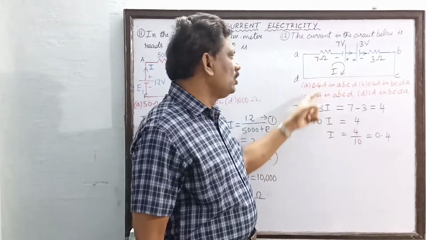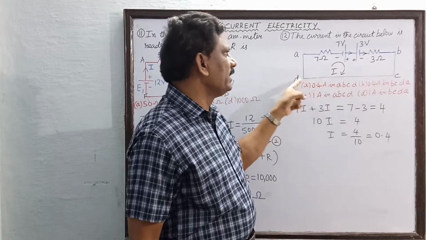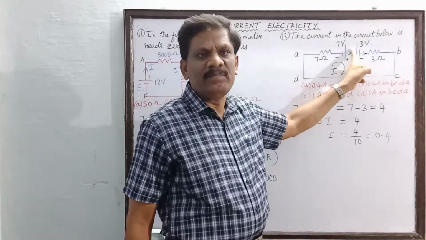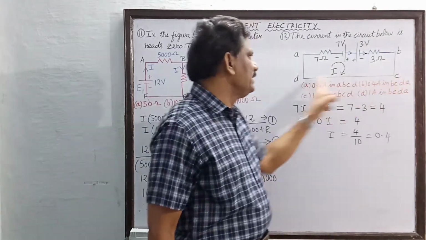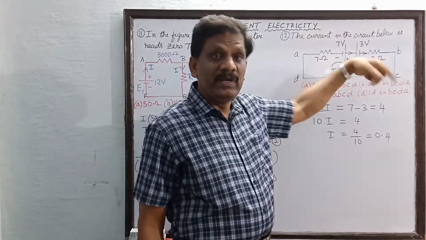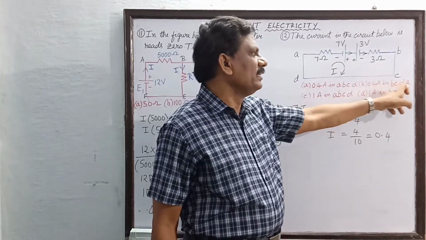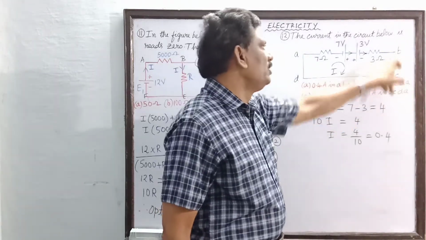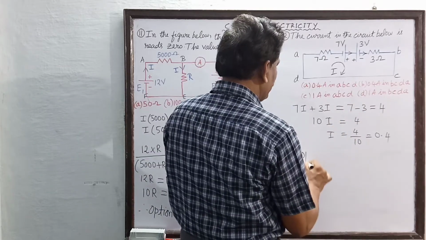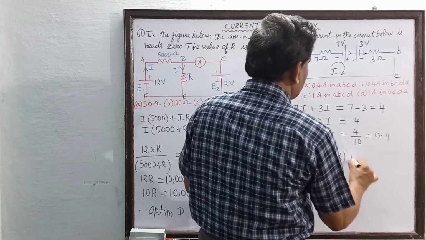Now there are two options: 0.4 ampere in the direction A to B, B to C, like that. A to B, there is no flow actually. The current starts from the battery. Therefore, the answer is B to C, C to D, D to A, and then only lastly it is completing the path. So the answer must be 0.4 ampere in the direction B to C, C to D, D to A. So option B is the answer.